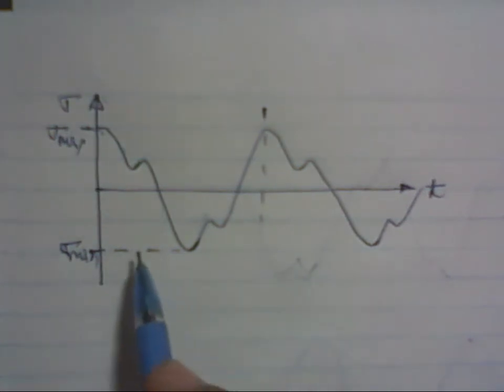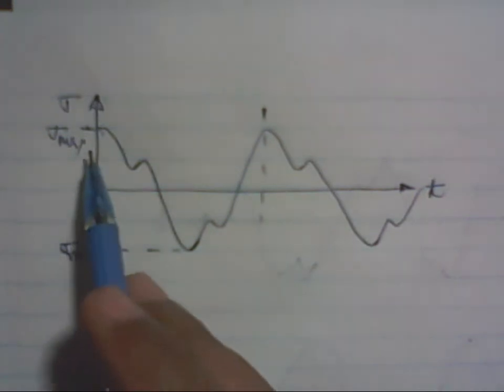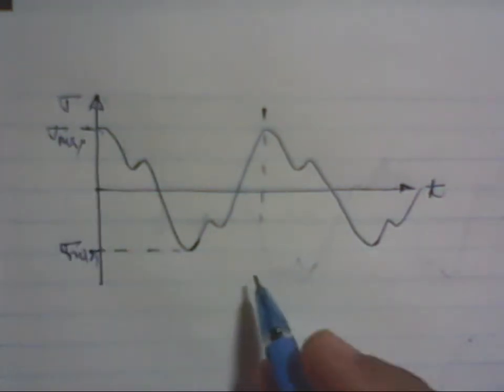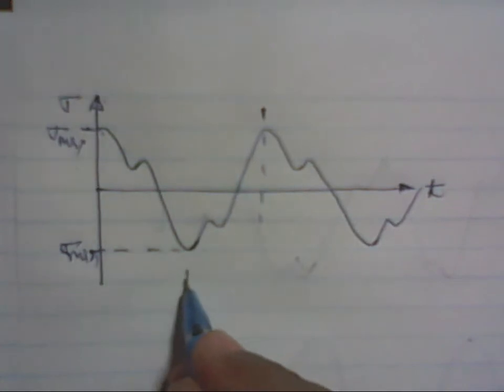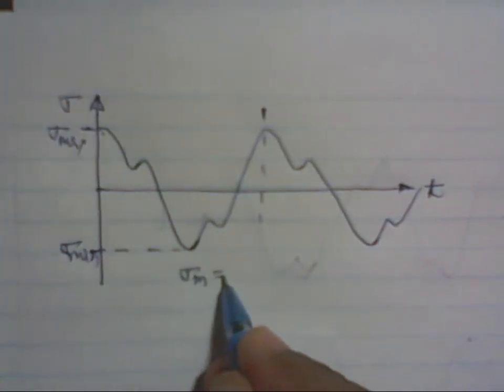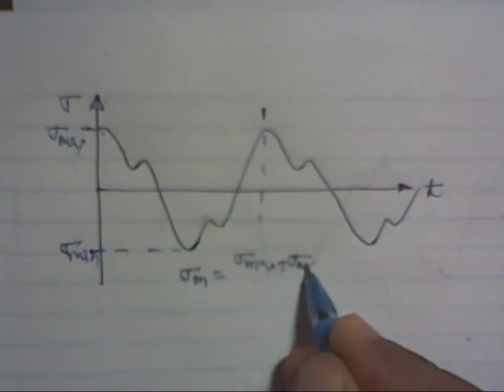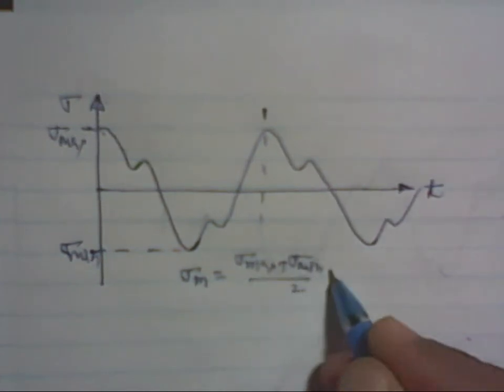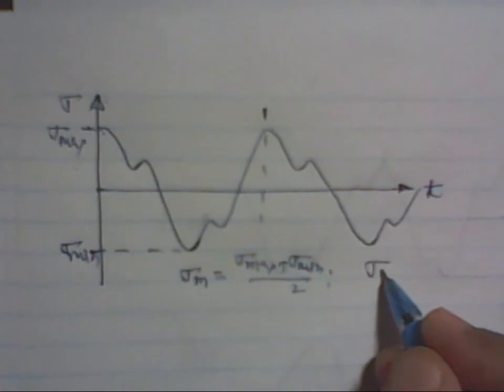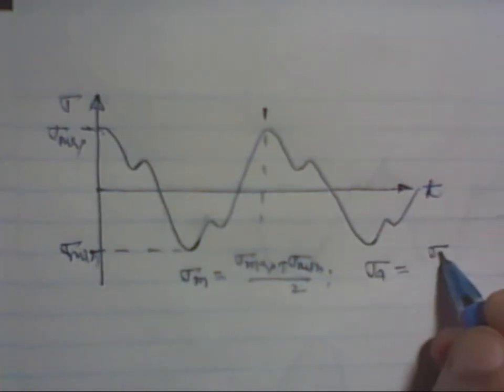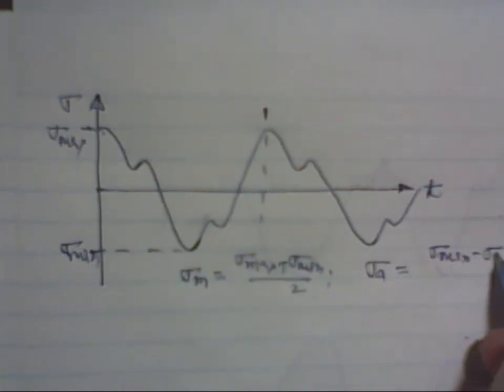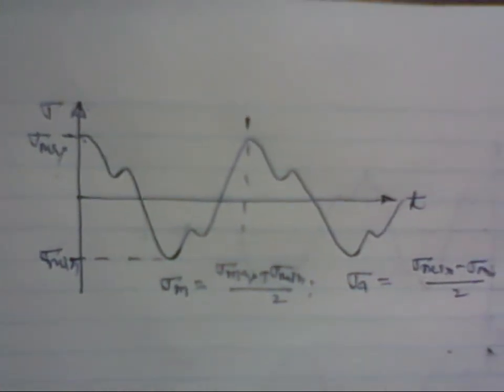Now we can define the stresses on the basis of these two parameters, maximum and minimum. There are two main parameters. One is mean stress, which is given by maximum plus minimum divided by 2. Then the stress amplitude is given by maximum minus minimum divided by 2. So these are the two values which we'll be using in design.